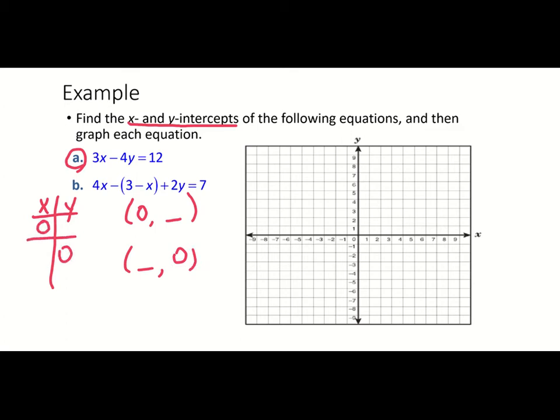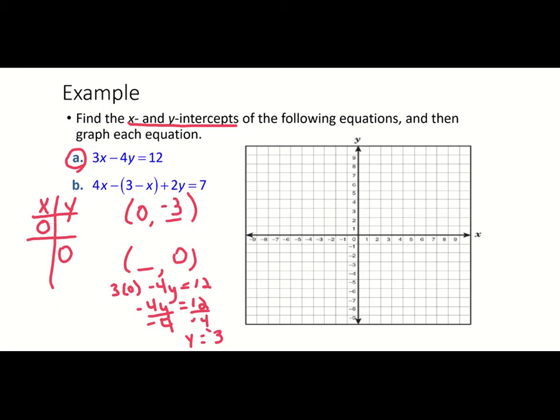So we're going to put those on our T-chart. I'm going to put a 0 in for X to start with. If I do 3 times 0 minus 4y equals 12, 3 times 0 is 0, so I'm left with negative 4y equals 12. I'll divide by negative 4. So y equals negative 3. My y-intercept is negative 3, because one is positive, one is negative.